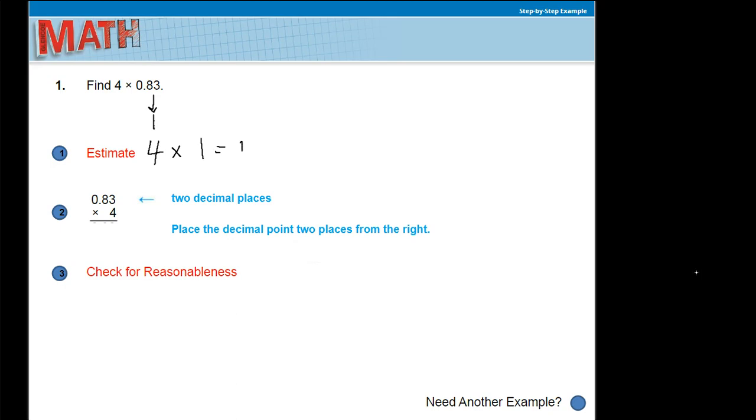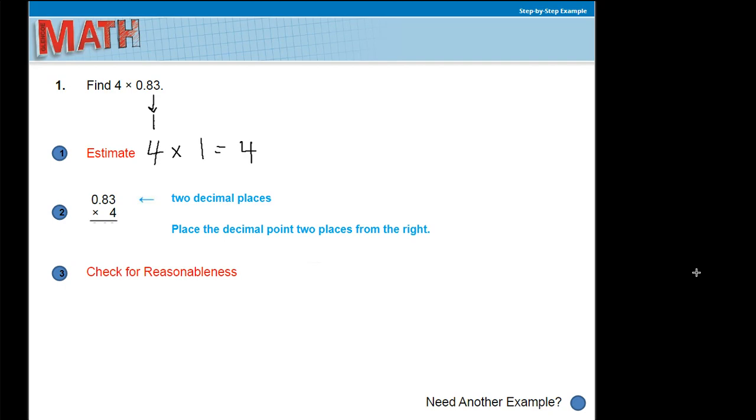Okay, which then we're going to get 4. So now we're going to figure out the problem. So what you're going to do is you're going to realize that there are two decimal places. So 8.83 has two decimal places. 4 does not. Okay, so it is really important that you pay attention to the decimal places and the number of decimal places throughout the problem.